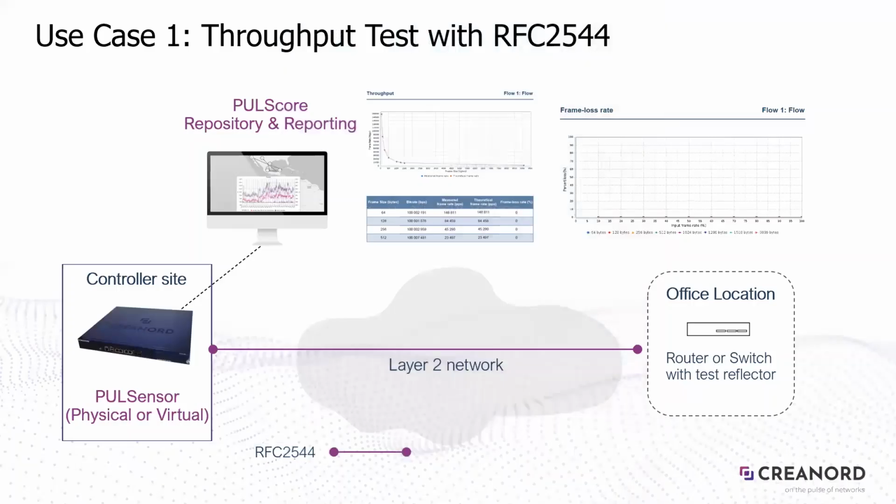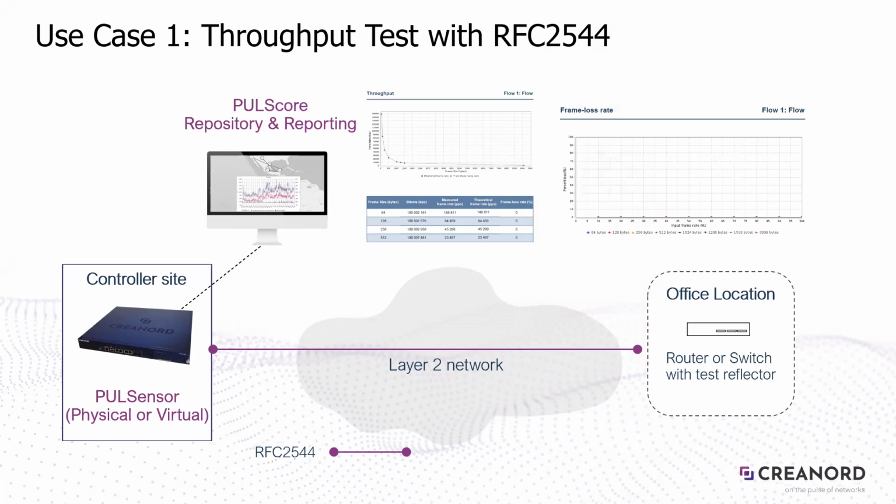Right, so let's look at a few use cases. What can you use these service activation tests for? Well, number one is really the traditional way of using this test, RFC 2544. So you have a layer 2 network, you can have a probe at the central site, and then you are testing it towards the office location or other location where you have a router or switch with the layer 2 test reflector, MAC swap, reflecting the packets back.